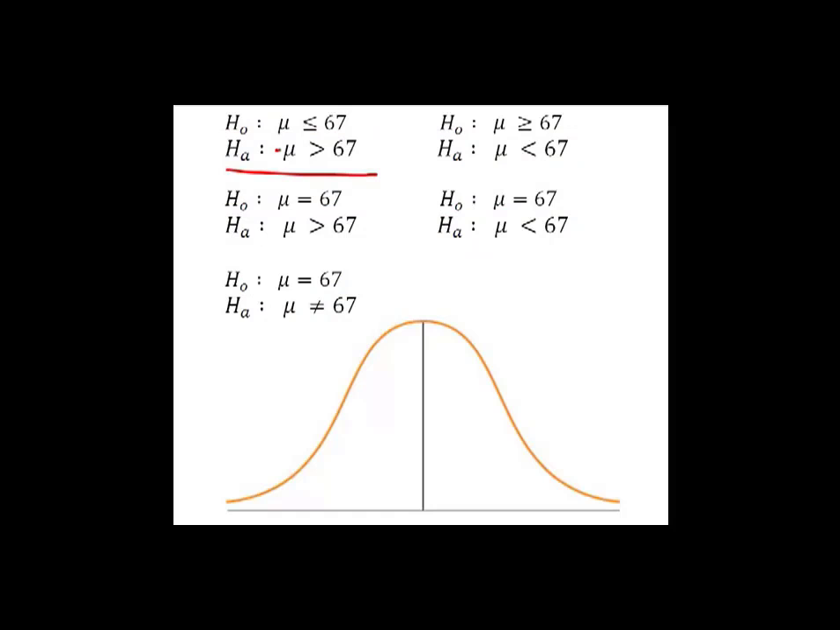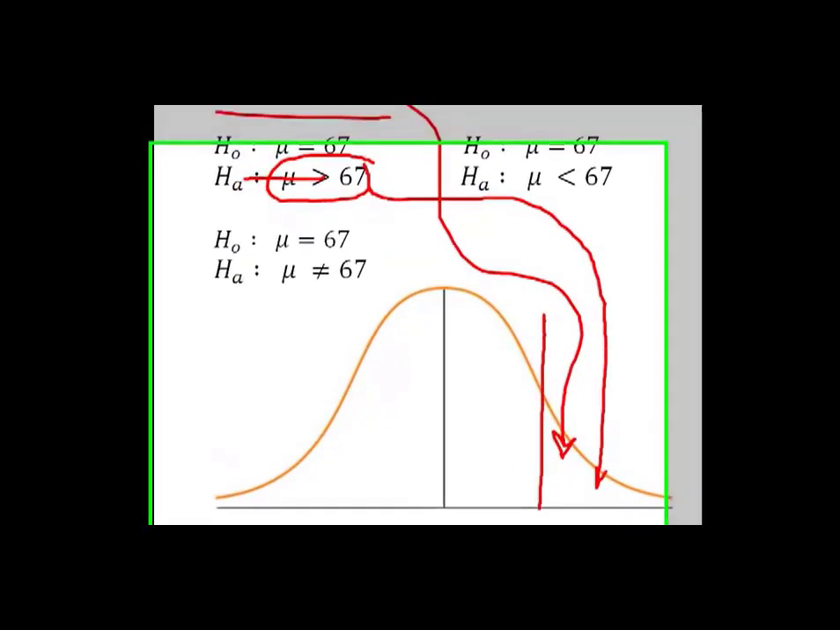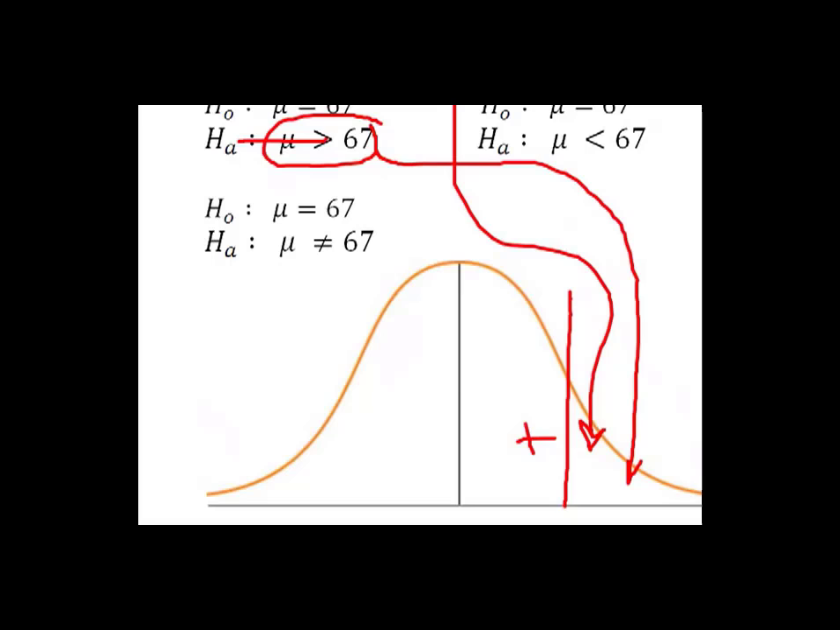Mu is greater than 67. Doesn't it look a lot like an arrow to you? Well, come down here. A mu is greater than 67 tells me I have a one-tailed test in the upper side of the curve. See? It's just an arrow. X marks the spot. When your alternative is mu is greater than 67, it's saying go to the upper end of the curve. Use a positive value for your level of significance.